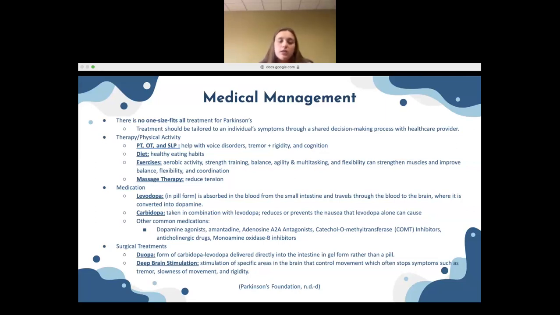Other common medications that they can take are dopamine agonists and amantadine, and the other ones listed there, as well as surgical treatments such as Duopa, which is a form of carbidopa-levodopa that's directly injected into the intestine rather than using the pill, as well as individuals can undergo deep brain stimulation, which is stimulation of specific areas in the brain that control movement, which often can help with the tremor, paucity of movement, and rigidity.